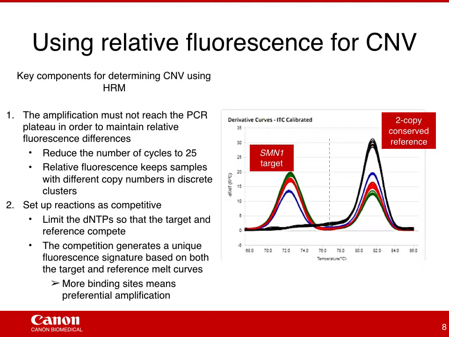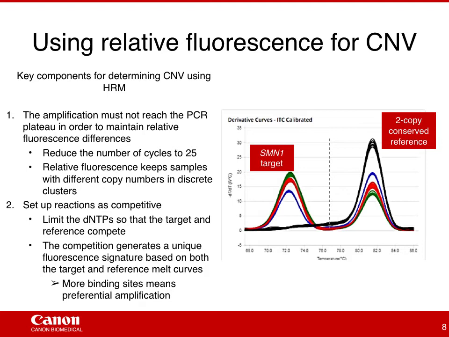The relative fluorescence is locked by not allowing the reactions to reach the plateau phase of amplification. If the reactions were to reach plateau, the fluorescence differences of the target genes would be lost. To keep the reactions in the linear amplification range, the number of PCR cycles is limited to 25.